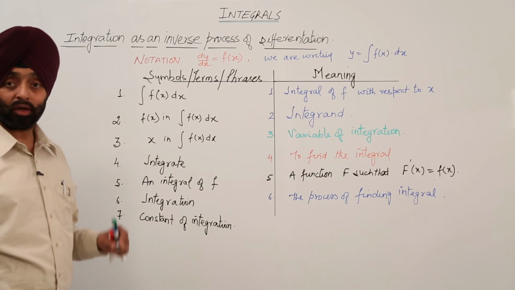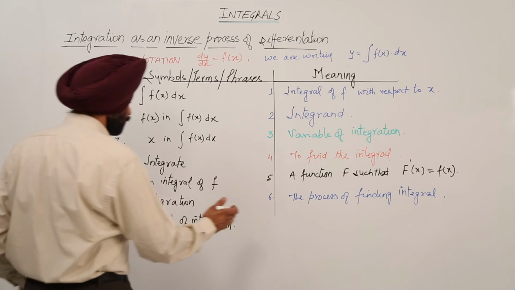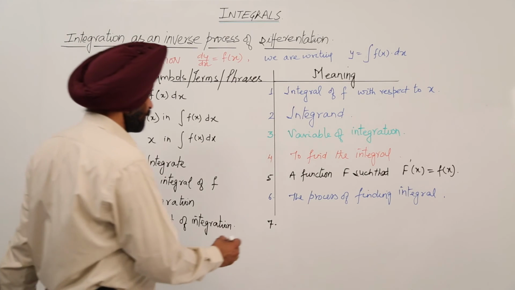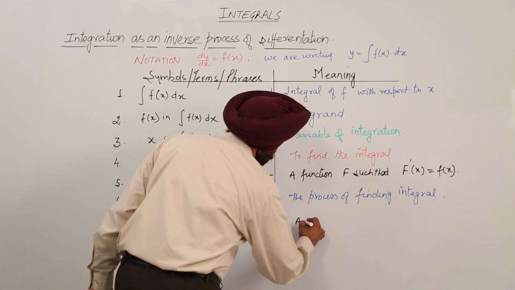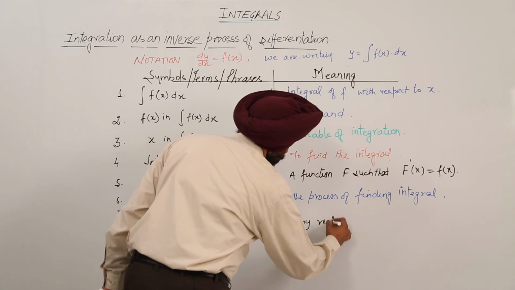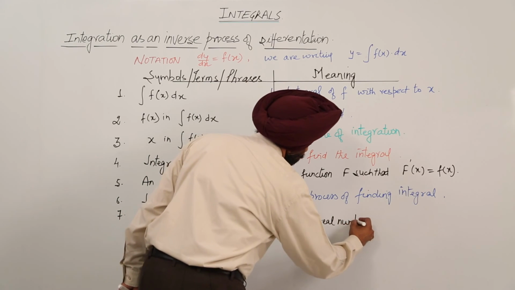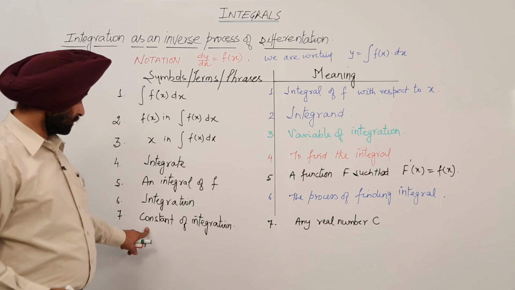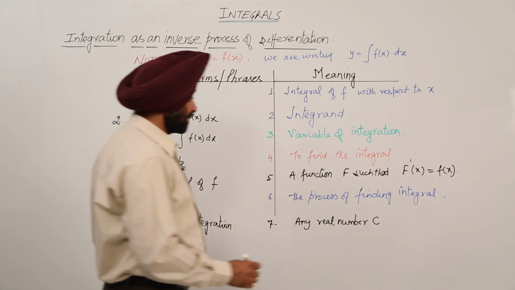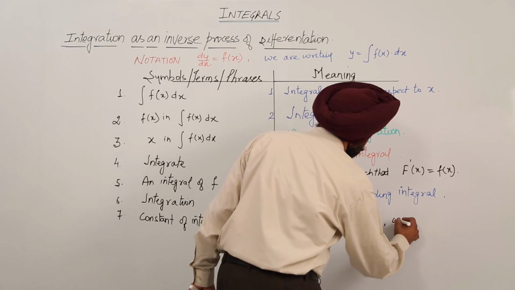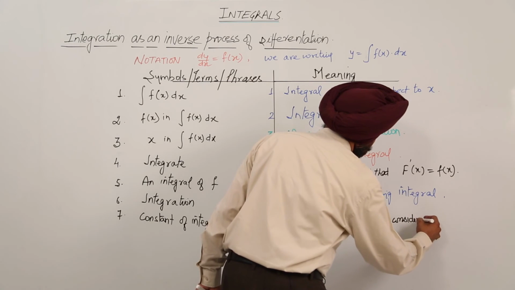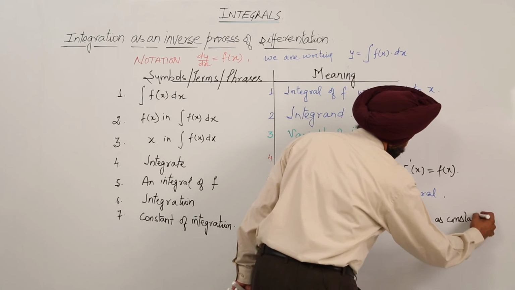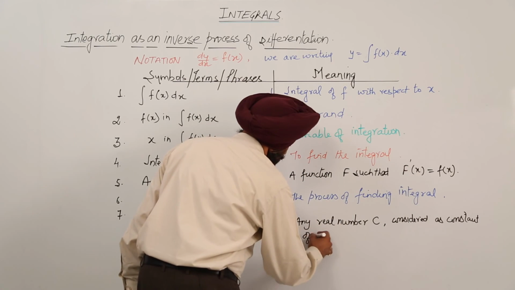That was capital C. It was a parameter. So for number 7, what does it represent? Constant of integration: any real number, normally denoted by capital C. Any real number capital C is considered as the constant of integration.